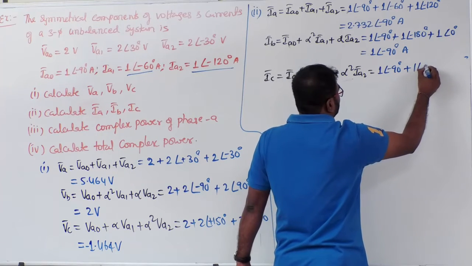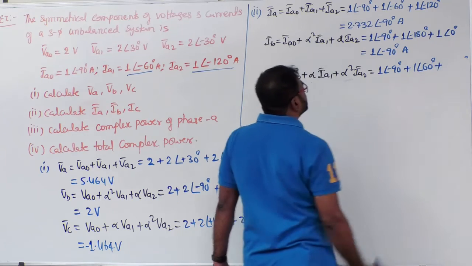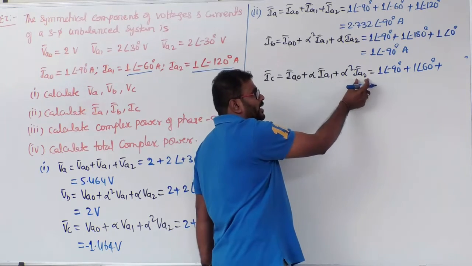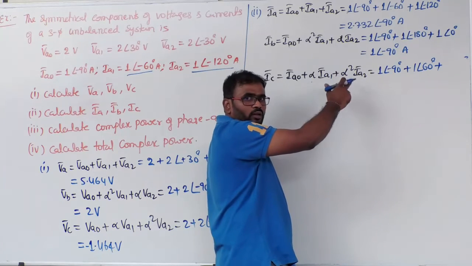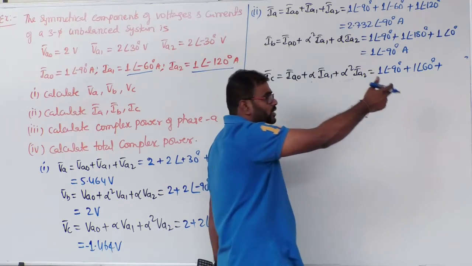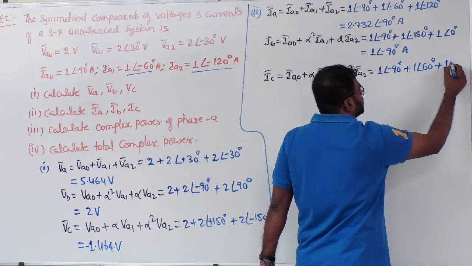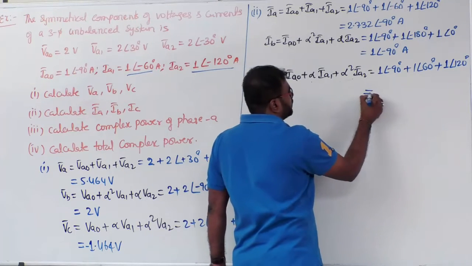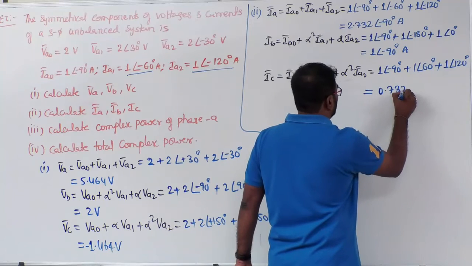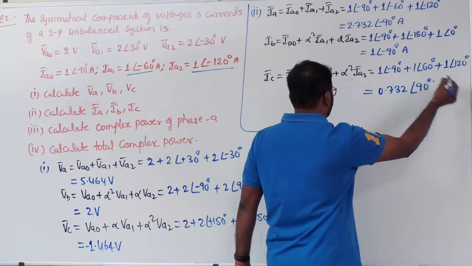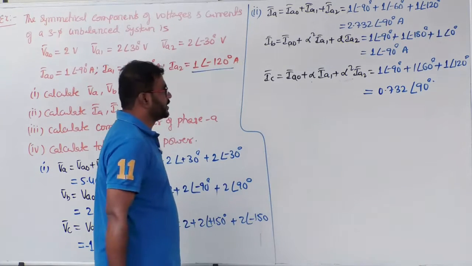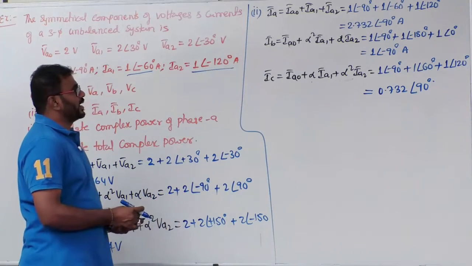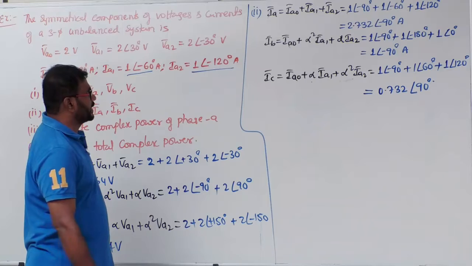So 1 at an angle plus 60 we can write, plus alpha square is 1 at an angle minus 120, and here also 1 at an angle minus 120. So 1 into 1, and minus 120 minus 120 is minus 240. So 1 at an angle minus 240 can be written as 1 at an angle plus 120. So if I solve this, we get 0.732 at an angle 90 degrees. That is the IC value. Okay, so we got IA, IB, IC. Clear? That's the second question.